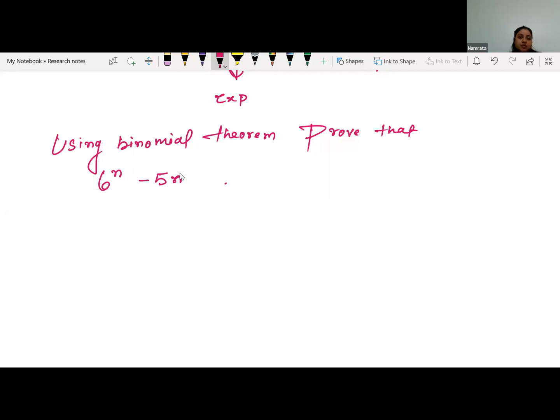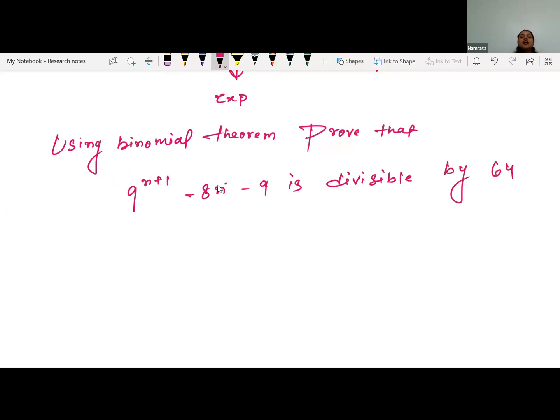Okay, before this question, let me take one more question which will help you to understand the concept well. Using binomial theorem, prove that 9 to the power n plus 1 minus 8n minus 9 is divisible by 64. We have to show that this one is divisible by 64. How? By using the binomial theorem's concept.